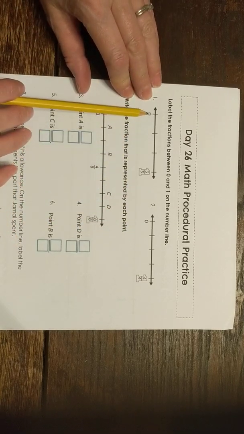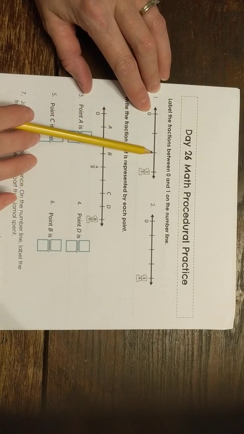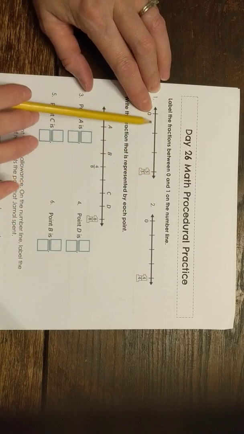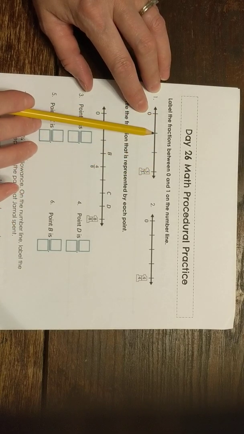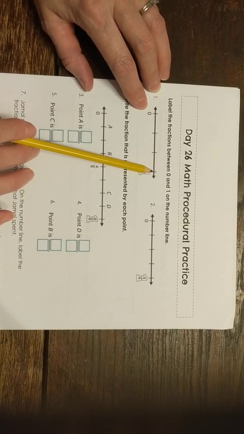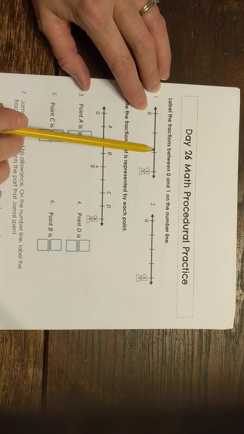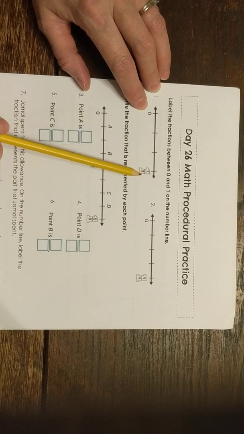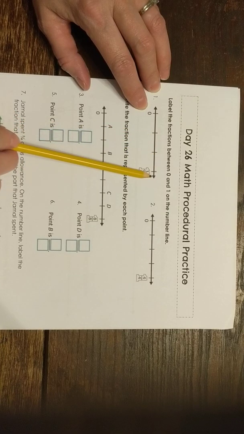So number 1, I see there are 1, 2, 3 little tick marks after the 1. So this first tick mark would be 1 jump, the second tick mark would be 2 jumps, and the third tick mark would be 3 jumps. And I see that to be true because the fraction that represents 1 is 3 over 3. So that means there are 3 spaces, and we're all the way over 3.